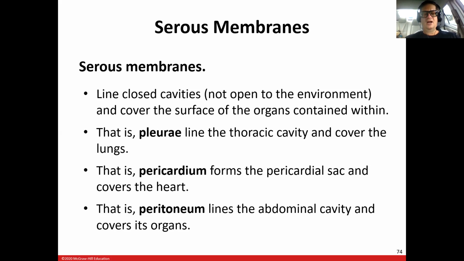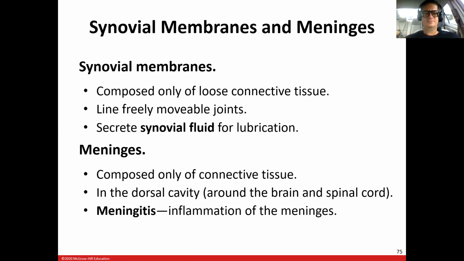Here we have serous membrane, the pleura, and it covers the lung. The pericardium, it covers the heart. And the peritoneum covers things like the intestines and the abdomen. Synovial, we already said this is in the joints. They make synovial fluid, which is lubrication for the joints.